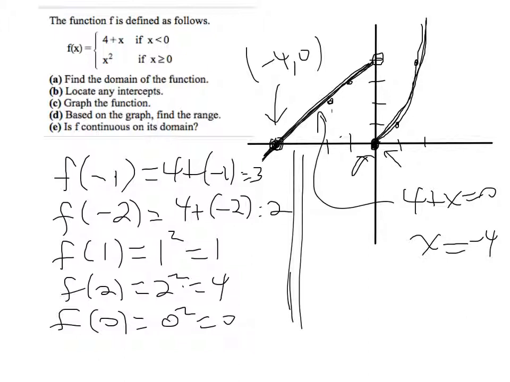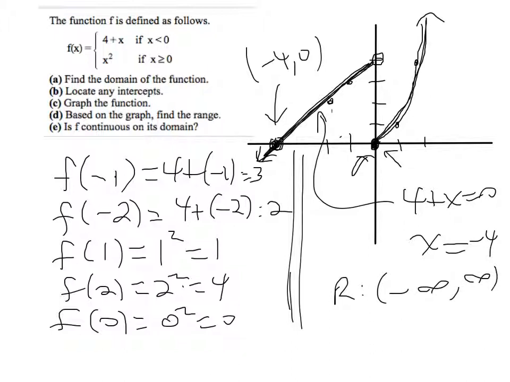The two other questions here are find the range. Now the range is just all the y-coordinates that occur, and if you realize that these graphs continue, this piece continues down forever, this piece continues up forever, that means that the range is minus infinity to infinity.